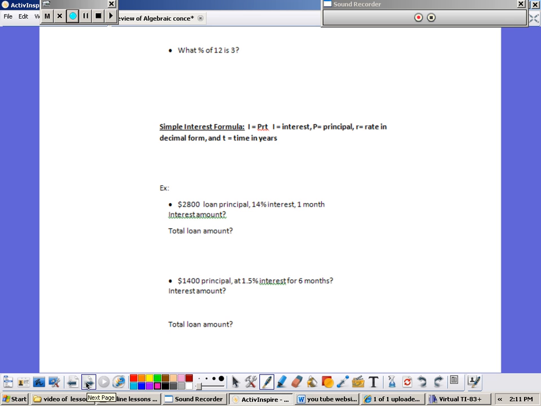What percent of 12 is 3? 3 over 12 equals x over 100. 300 equals 12x. Divide by 12. 300 divided by 12 is 25. Now don't just write 25. It's a percent, so it has to be 25% equals x.